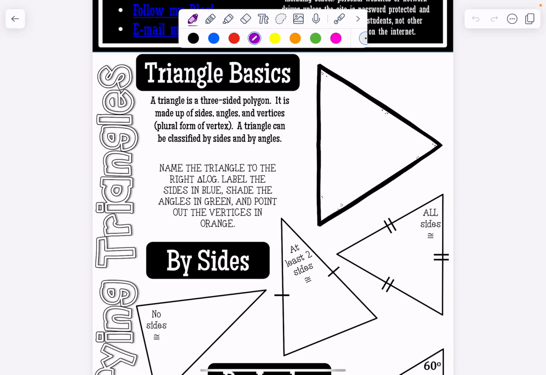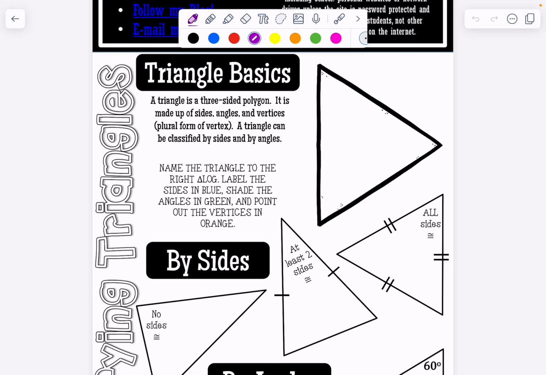Hi, 7th graders. Today we're going to be talking about triangles and how we can classify triangles by their sides and by their angles, as well as discussing quickly about the triangle sum theorem. So, a triangle is a three-sided polygon. It's made up of sides, angles, and vertices, which is the plural form of vertex. So a triangle can be classified by its sides and the angles.